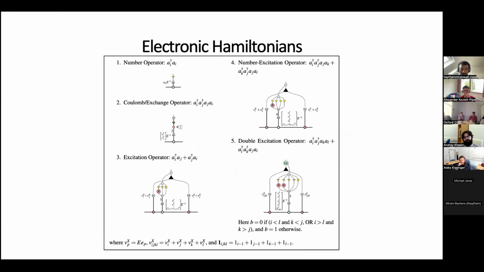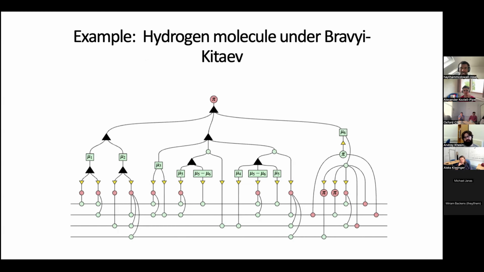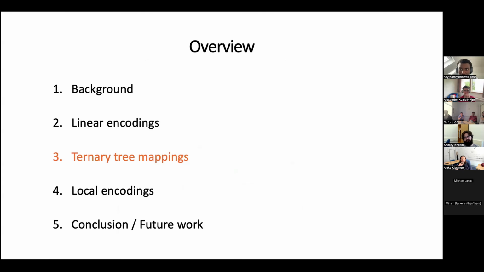Anyway, I feel like I should... How am I doing for time? Yeah, I think it would be good for me to move on and talk about ternary tree mappings.